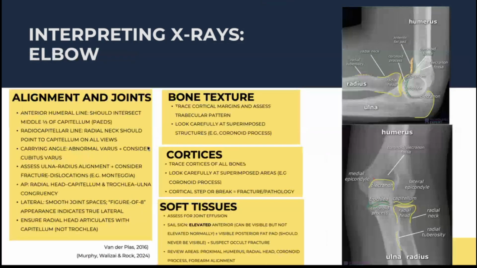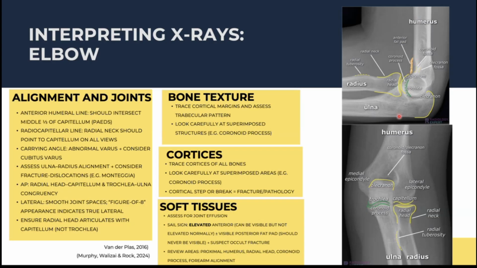So now looking at elbows, again starting with the A's, with the alignment and joints. With regards to alignment, we want to make sure that the anterior humeral line intersects the middle third of the capitellum. So this here is the capitellum and the trochlea. Now on a lateral, they obviously superimpose themselves, especially if you get a good lateral. But you want to make sure that the anterior humeral line cuts across the capitellum.